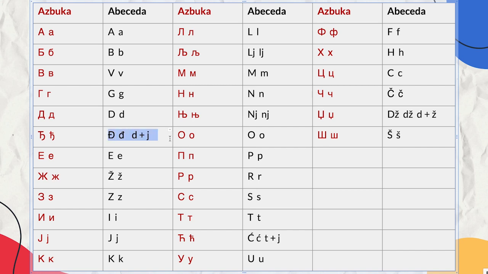The difference is in the activity of your vocal cords. Here your vocal cords are more active, here they're silent. If you whisper this letter, you'll end up with this. So this one here and Ch here.